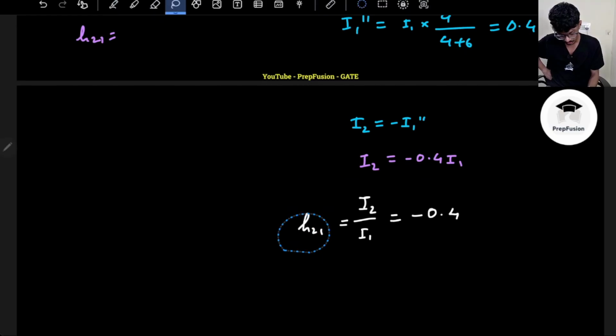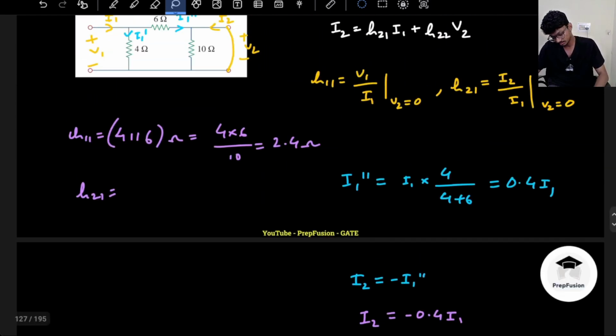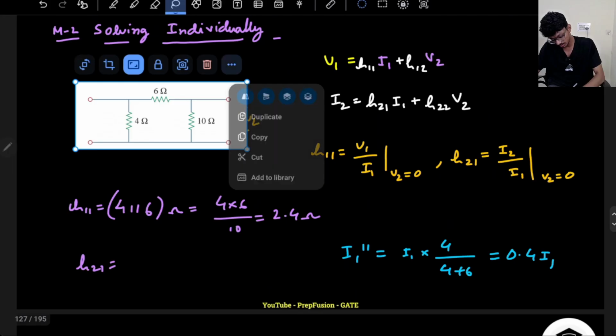Okay, this is what my I2 by I1 is equal to. So that's pretty straightforward and simple. This is matching with the previous H parameter, whatever we have found out. So let's now take it to the other part.